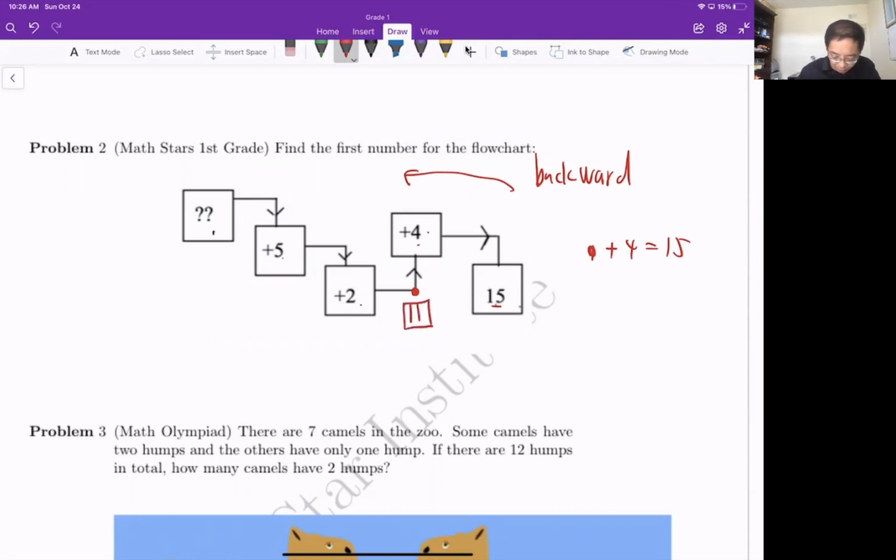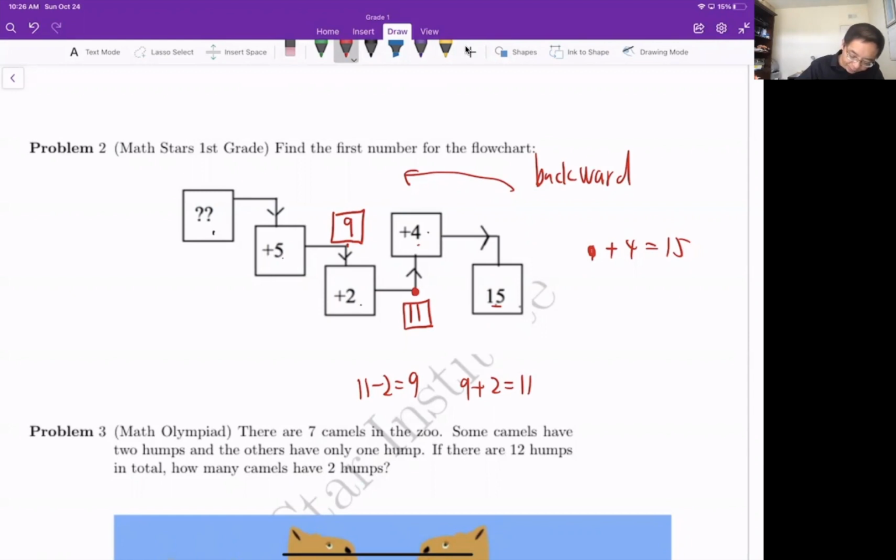And then one number plus 2 equals 11. So 11 minus 2 is 9, right? So 9 plus 2 is 11. So this number is 9. This number shall be 9 here. Okay, so 9 plus 2 is 11.